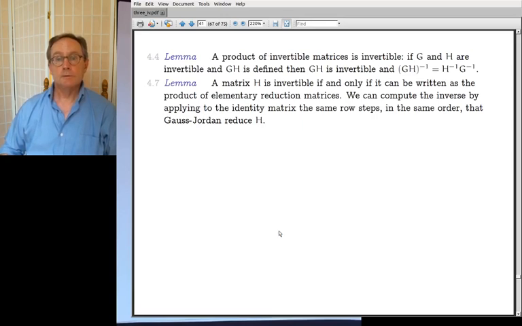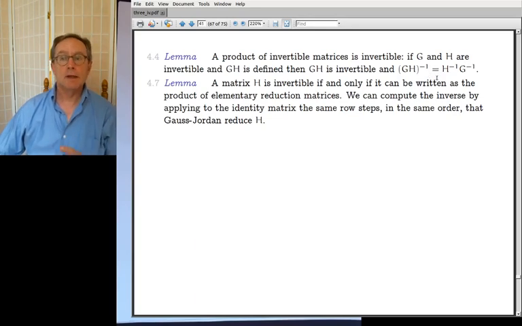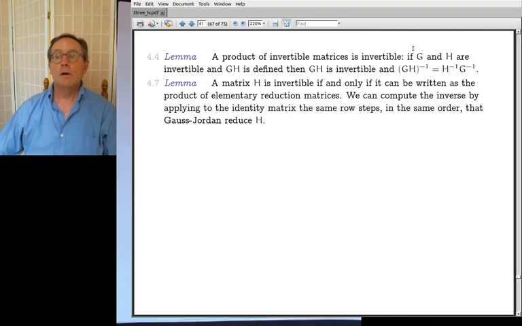Two more results. Again, the first lemma says the product of invertible matrices is invertible. If capital G and capital H are invertible, and capital GH is defined, then capital GH is invertible also. And the inverse of capital GH is not what you might think. You might think it's capital G inverse, capital H inverse. That's not right. Instead, the inverse of capital GH is capital H inverse times capital G inverse. But this is easy to see.